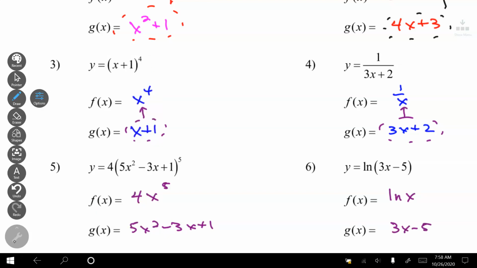And I'm going to use different words. So instead of calling it x, let me call it something. This basically says f of something is equal to 4 times that something raised to the 5th power, where this stuff right here, the 5x squared minus 3x plus 1, is that something that goes in for that. Same thing here. This goes in for this x. So technically this kind of says f of something is equal to the natural log of something.